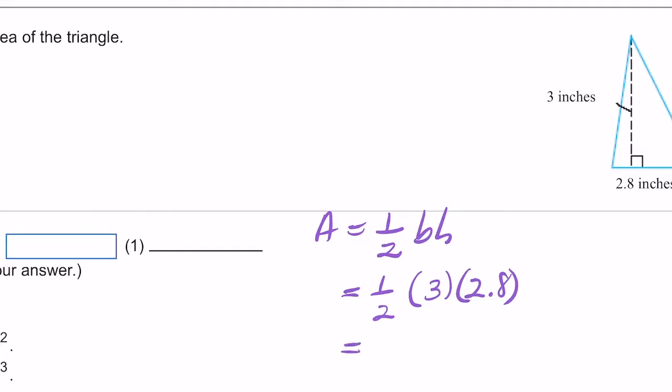So you'll have 1/2 times 3 times 2.8. You remember 1/2 you can change to a decimal. It would be 0.5. So if you want, you could multiply 0.5 times 3 times 2.8. And you get 4.2 and it's area, so it's inches squared.